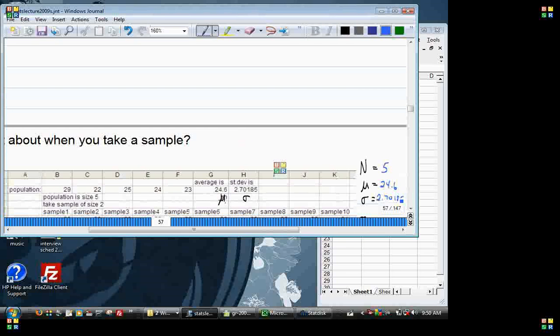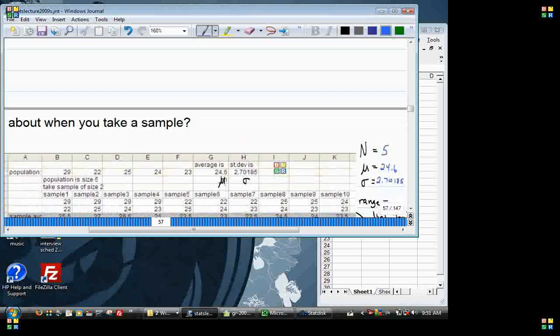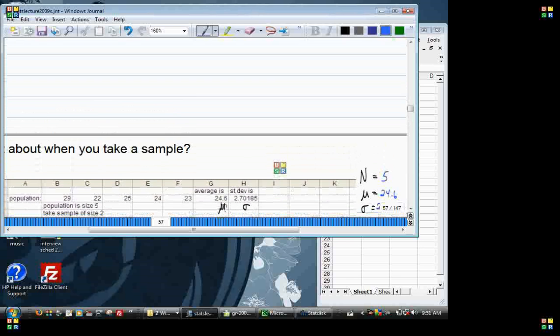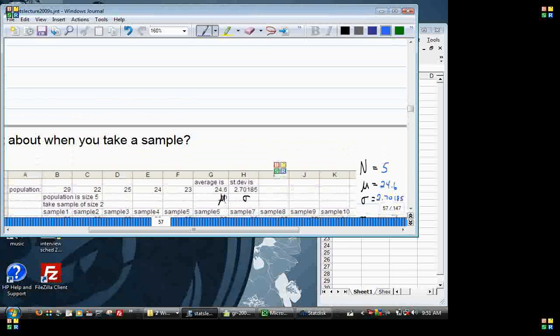Now I want to write something else down, which we're going to use in a minute, because it's easy to calculate and understand. What is the range for this population? Right. Biggest data value 29, smallest data value 22. The range is 7. I think so far that's clear.